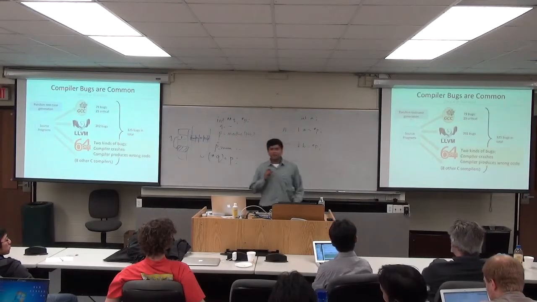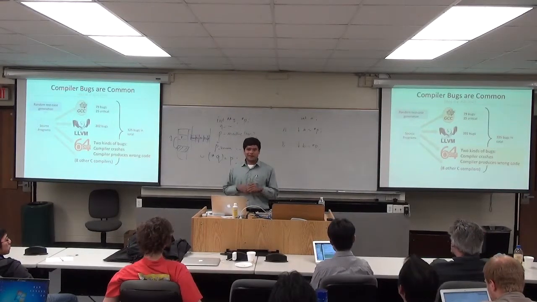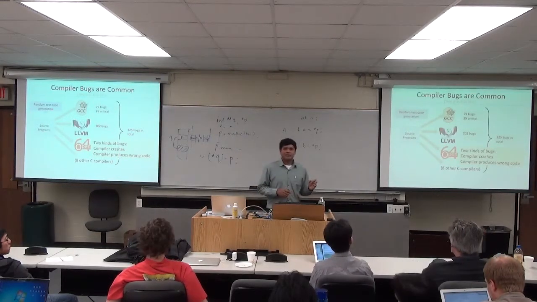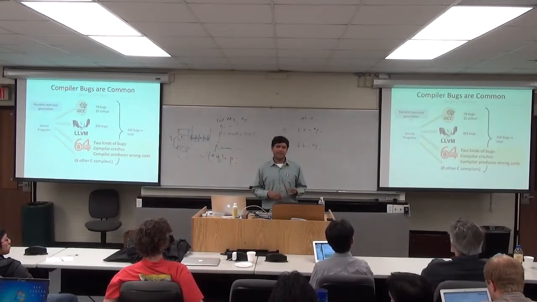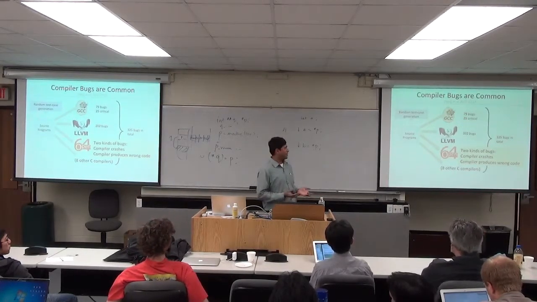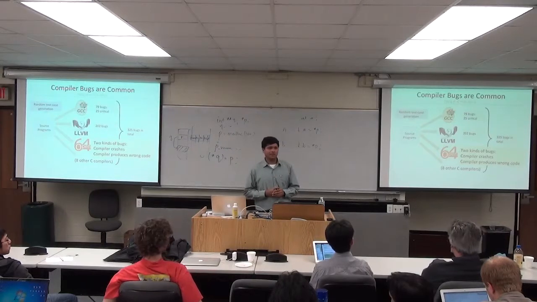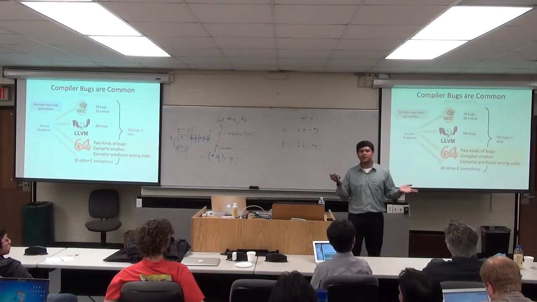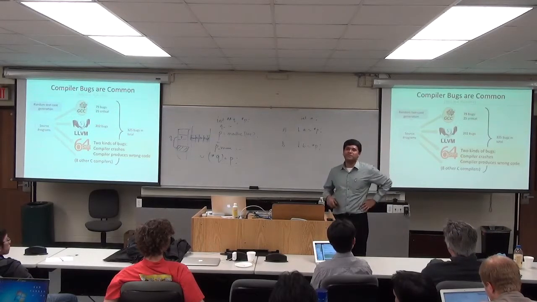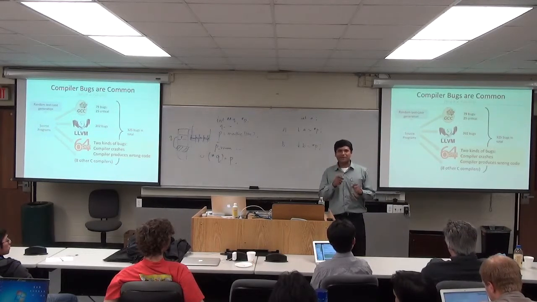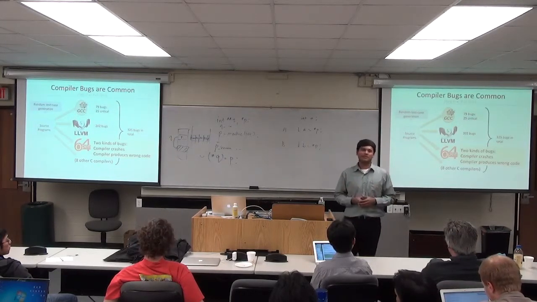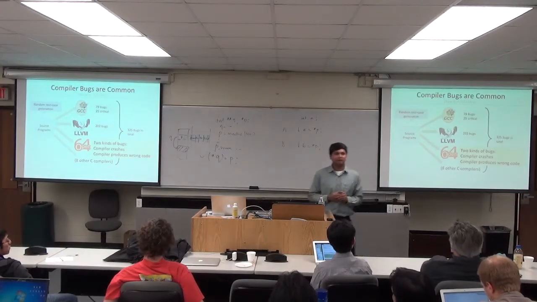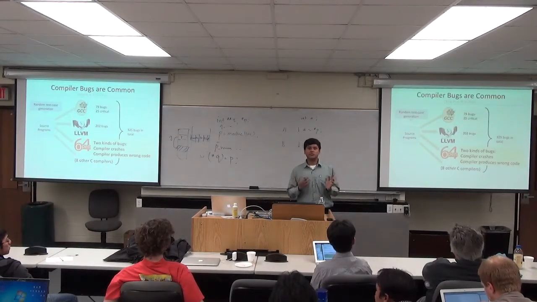So there were two kinds of bugs that these people found. One was that the compiler crashes. And the second kind was that the compiler produces wrong code. Among these two, the first kind is okay, according to me. What does it mean? You have a favorite C++ program and you cannot compile it with GCC or LLVM. Who cares, right? But the second bug is much more serious.